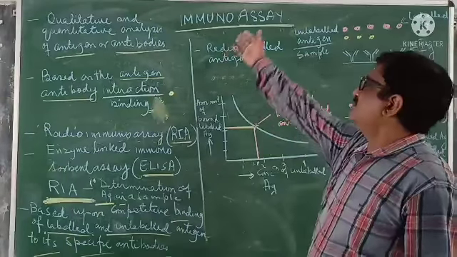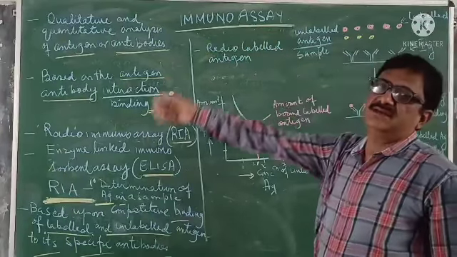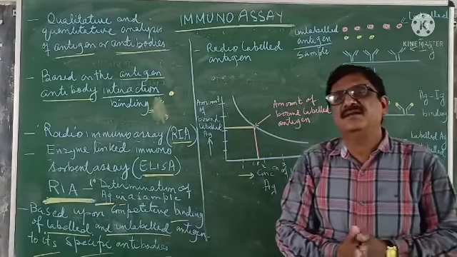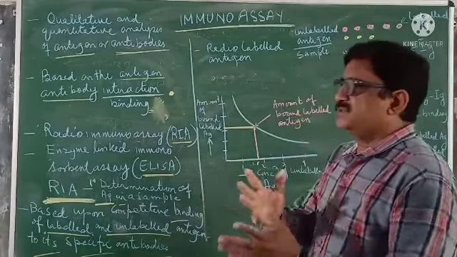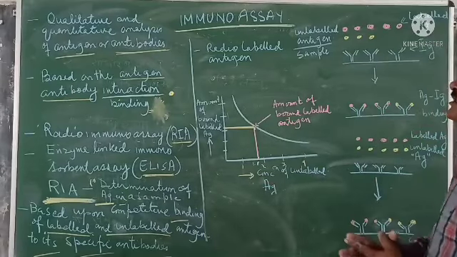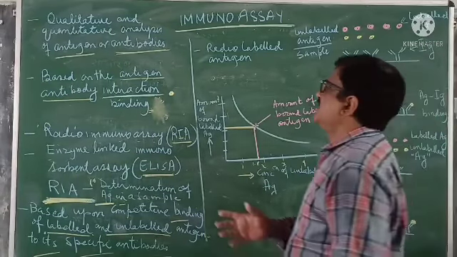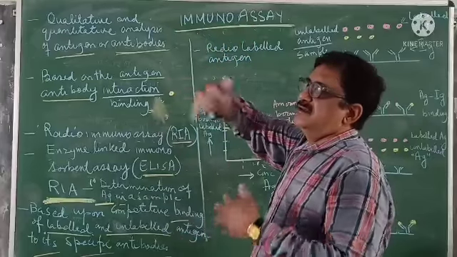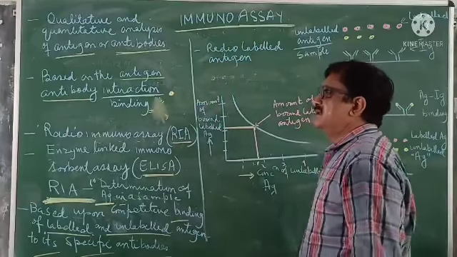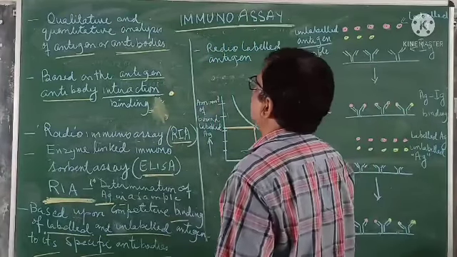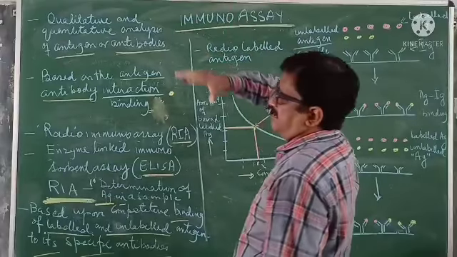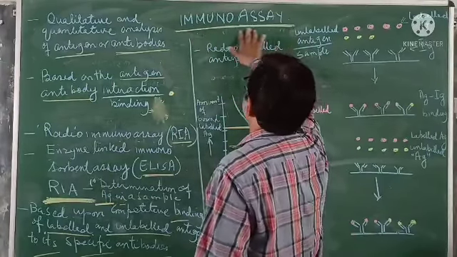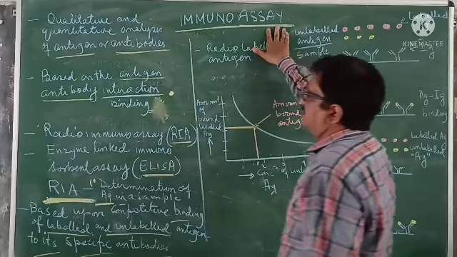Okay, so this is used for qualitative and quantitative estimation of antigens and antibodies. That means that these two, antigens and antibodies, are associated with immunity, and we are assaying, we are analyzing qualitatively and quantitatively the components associated with immunity. Then this assay is known as immunoassay.